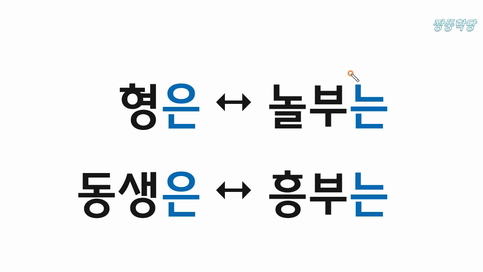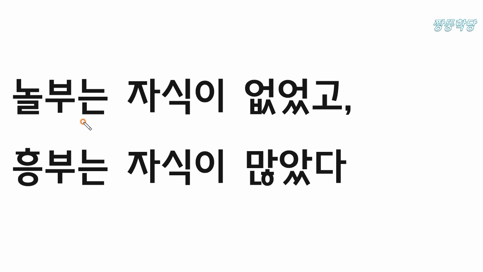은 and 는 take exactly the same role, but the only difference is consonant. If there is a consonant, just choose 은. And if there is no consonant, just choose 는. Let's look at the sentence again. So, 놀부는 means 놀부 is the subject of this sentence because it is added with 는.